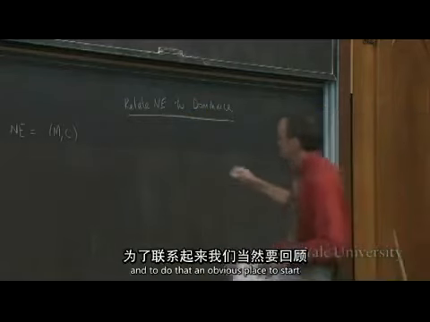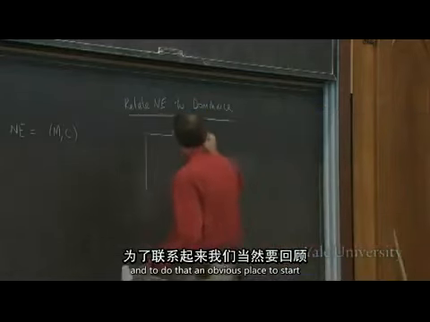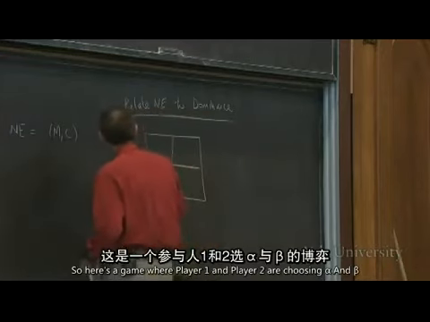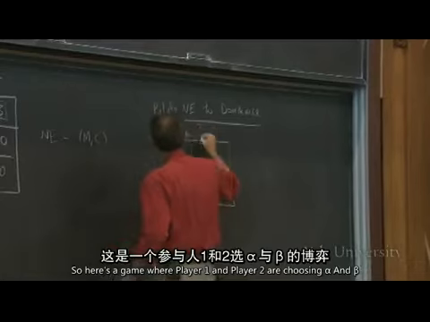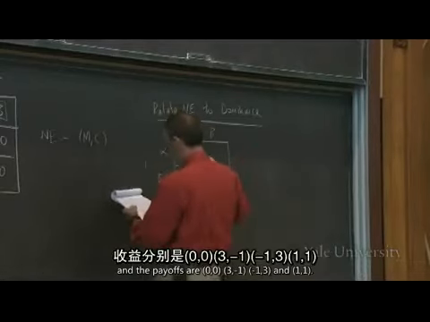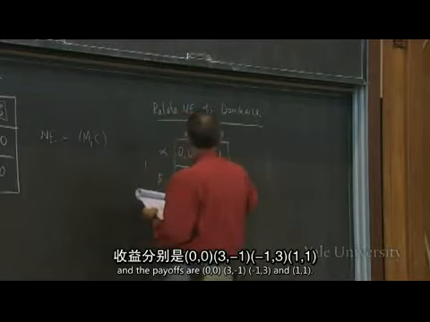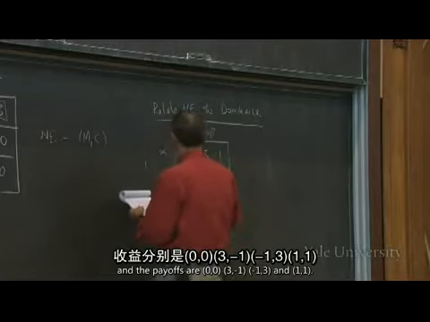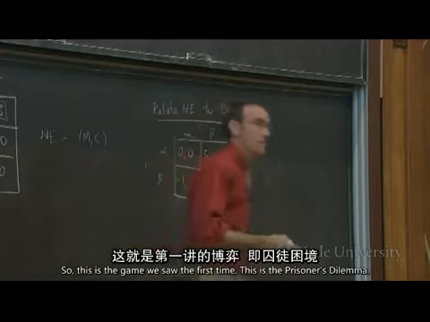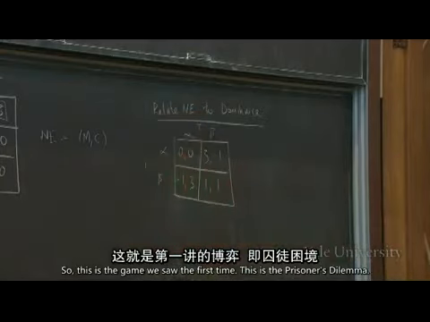All right? And to do that, an obvious place to start is to go back to a game that we've seen before. So here's a game where player 1 and player 2 are choosing alpha and beta, and the payoffs are 0, 0, 3, minus 1, minus 1, 3, and 1, 1. All right? So this is the game we saw the first time. This is the prisoner's dilemma.